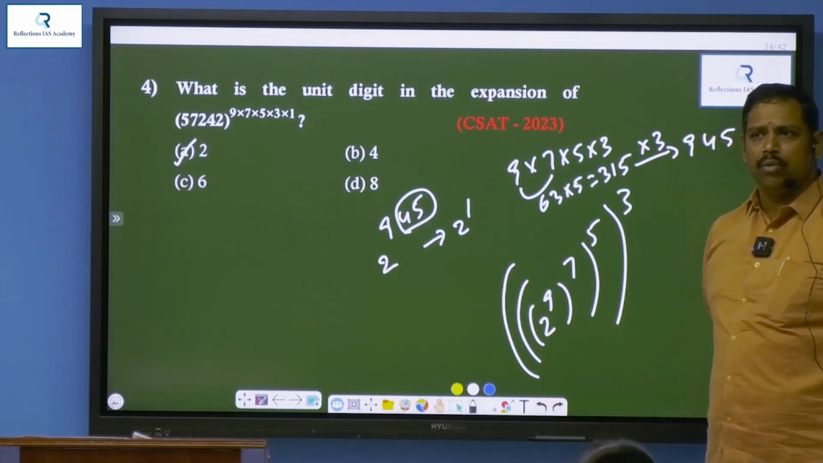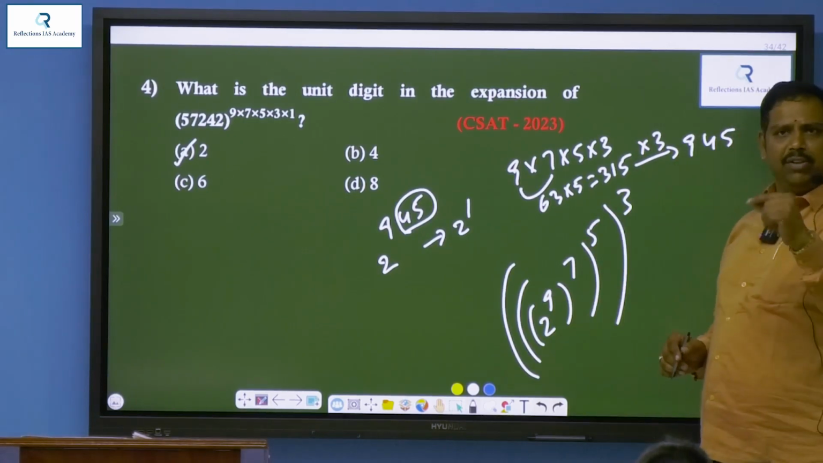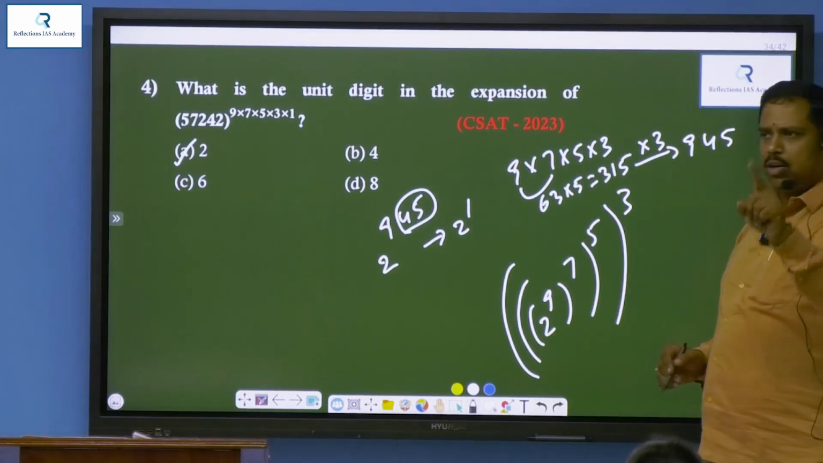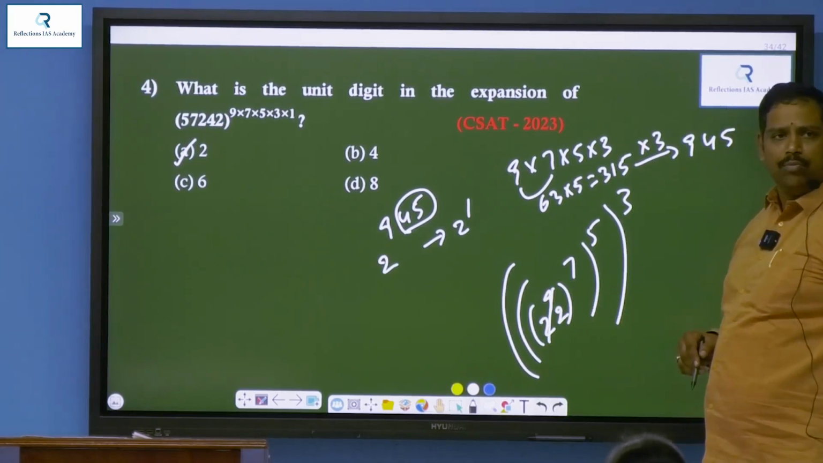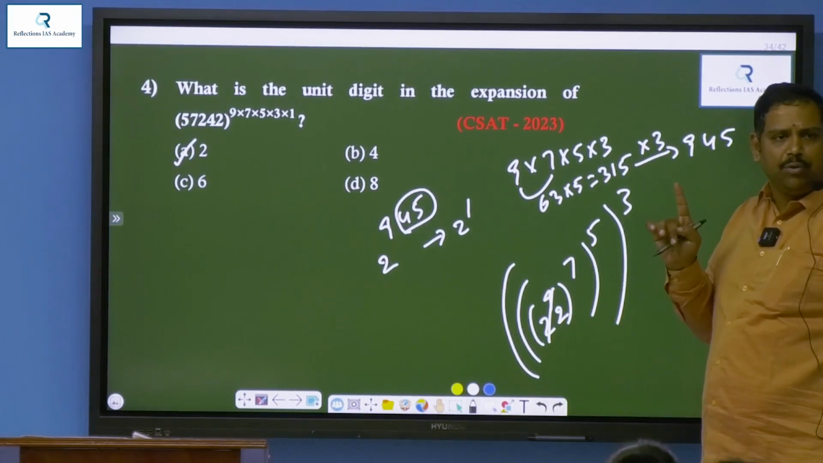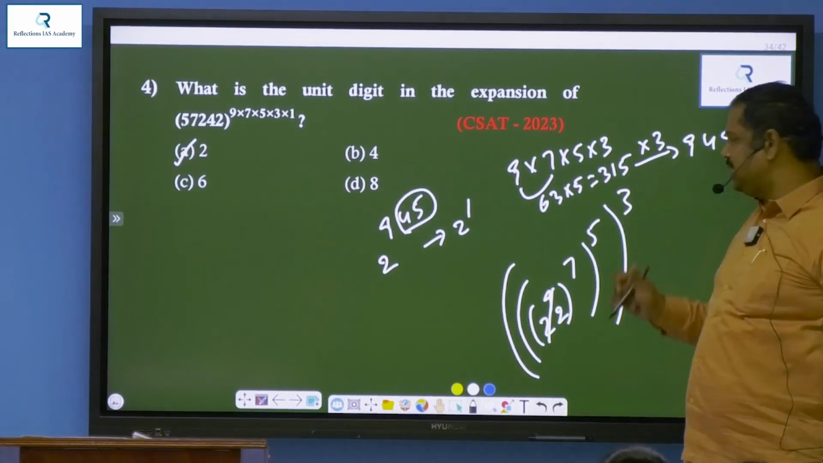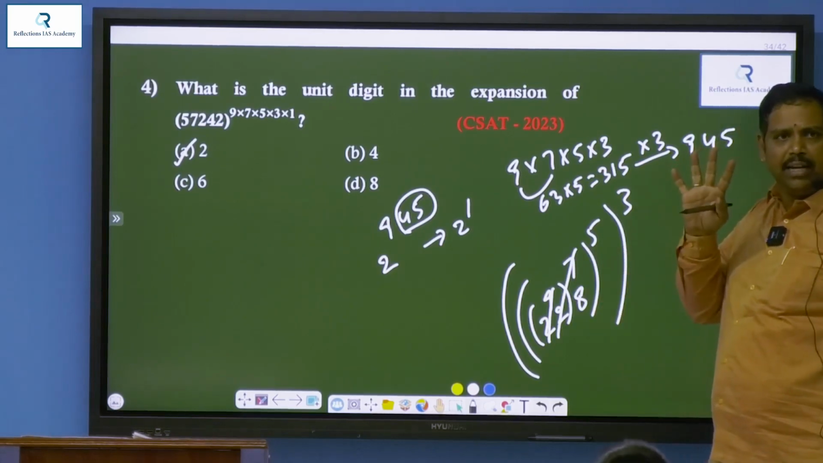Yes or no? Okay, no need of multiplication. 2 power 9: divide with 4, remainder is 1. 2 power 1 means how much you will get? 2. Yes or no? Now 2 power 7: divide with 4, 4 1s are 4, remainder is 3. 2 cube means 8, means this entire thing means 8. 8 means periodicity 4 again.